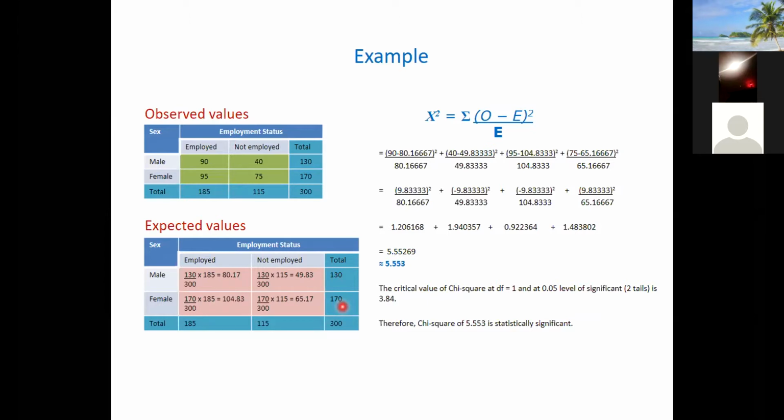The first one is 0.6. The second one, 105 over 170, is also 0.6. They are both 0.6.